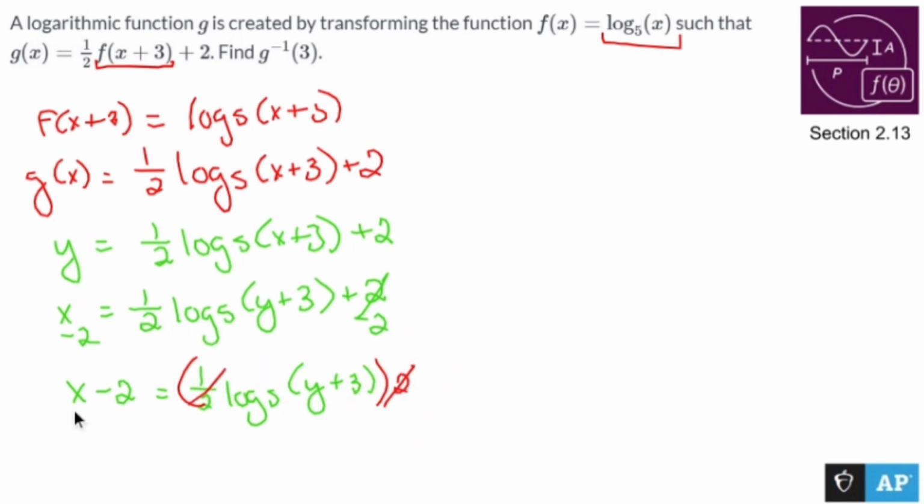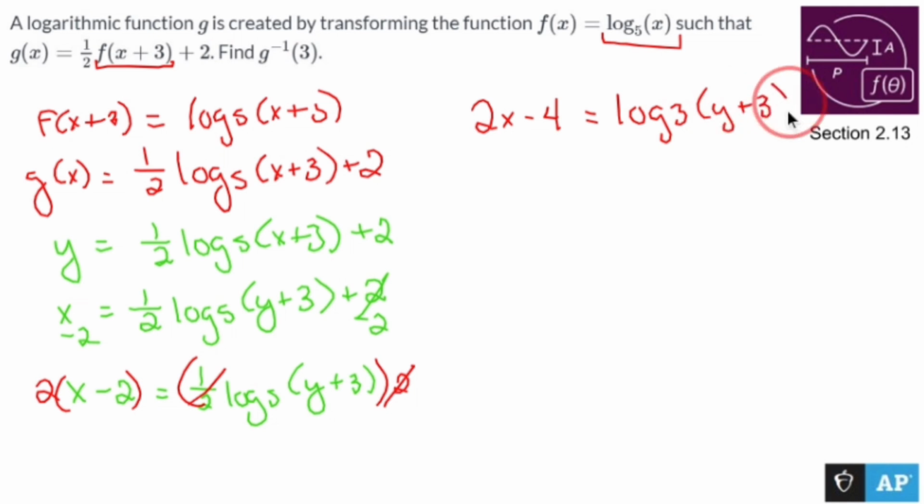That crosses these out, and I distribute on the left. So I have, let me write it up here because I'm running out of space, 2x minus 4 equals log base 5 of y plus 3. Now I have to solve for y, and y is inside of a log. That's no good. I have to get rid of that log. How can I get rid of a log base 5? Take 5 to the power of both sides.